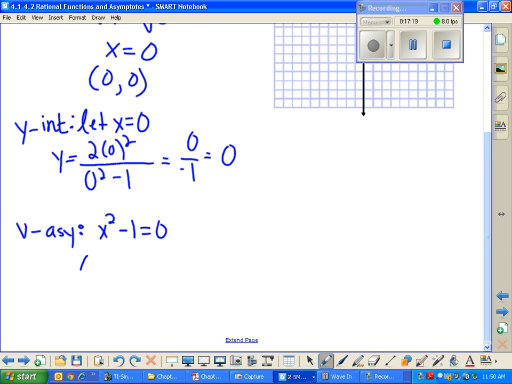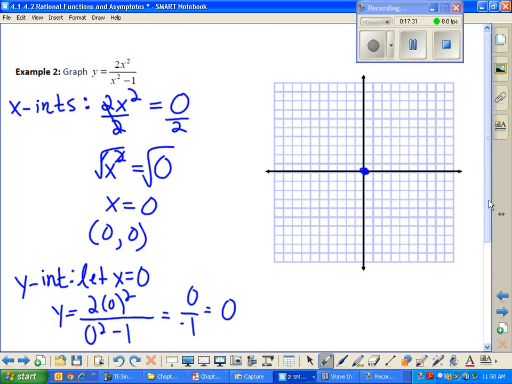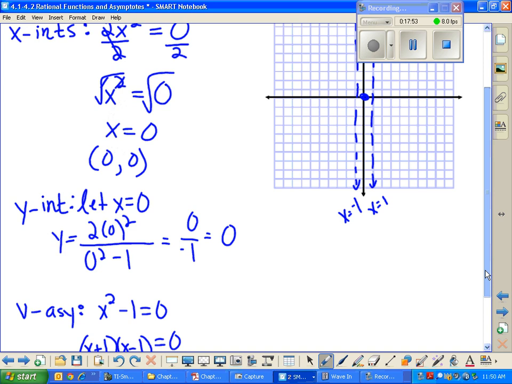And I'm just going to factor this because it's a difference of two perfect squares. So x equals negative 1 and 1. So I get 2 vertical asymptotes this time around. One is at 1. The other one's at negative 1. Two places your graph can't cross. So that's that.